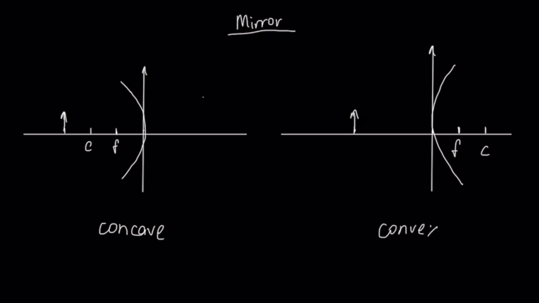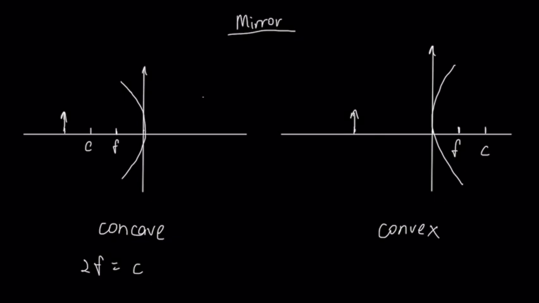Okay. So firstly, we need to talk about the focal length and the center. So C is the center and F is the focal length. So what is the relationship between these two? Basically C is just 2 times the focal length. Okay, this is very important. You need to remember.